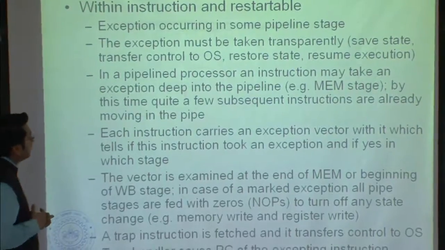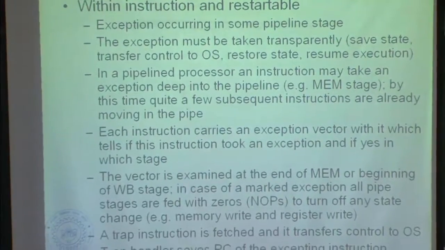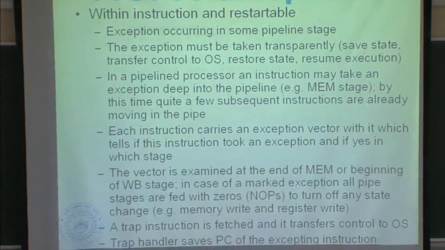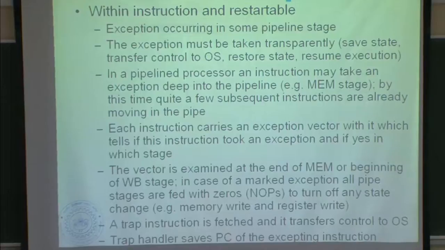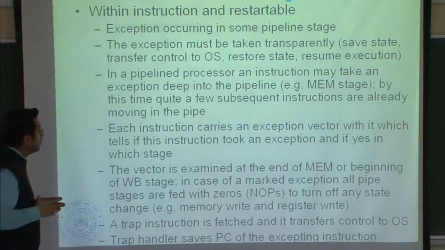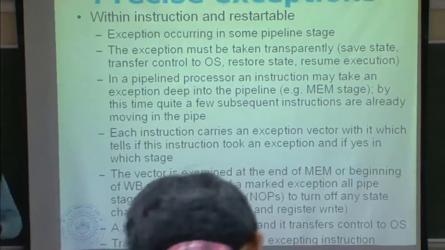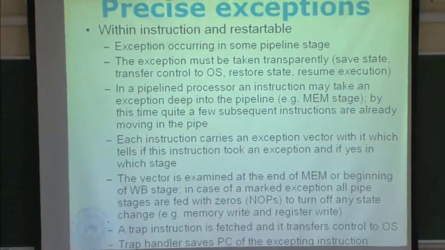In a pipeline processor, an instruction may take an exception deep into the pipeline. For example, it may happen in the memory stage. It could take a page fault, for example. By this time, quite a few subsequent instructions are already moving in the pipe. The next few instructions must have been fetched, something must have been decoded, something must have been executed already.